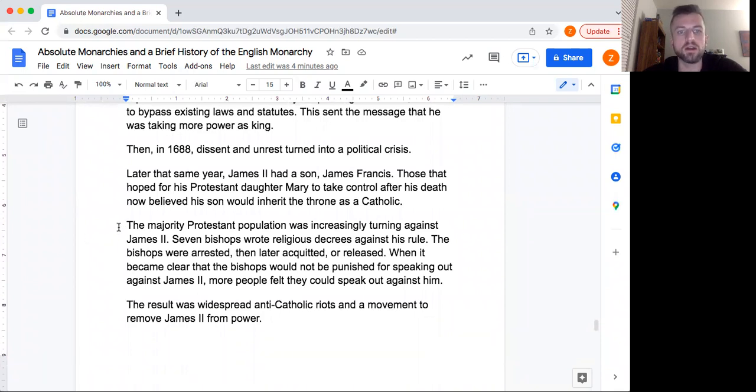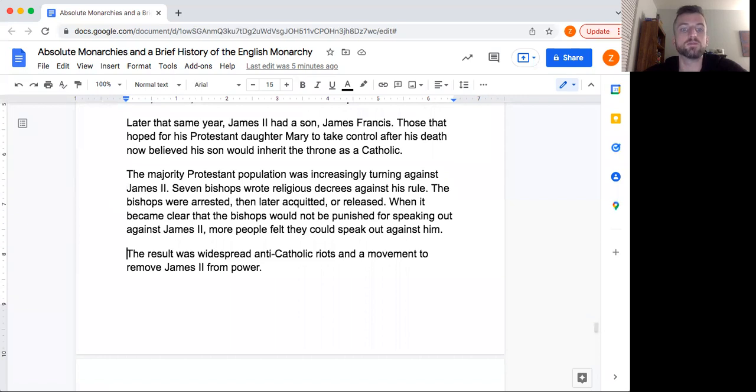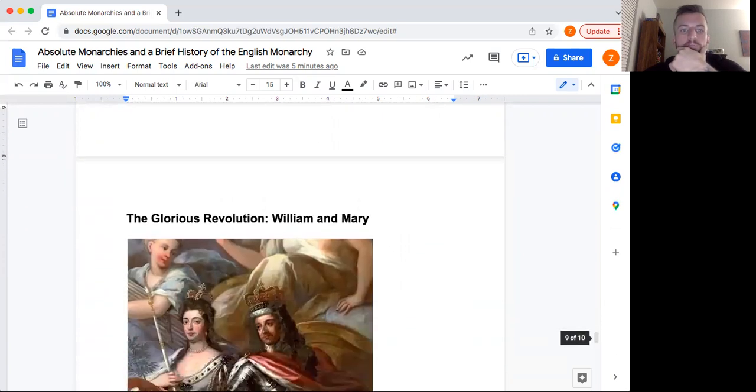The majority Protestant population was increasingly turning against James II. 7 bishops wrote religious decrees against his rule. The bishops were arrested, then later acquitted or released. When it became clear that the bishops would not be punished for speaking out against James II, more people felt they could speak out against him. The result was widespread anti-Catholic riots and a movement to remove James II from power.